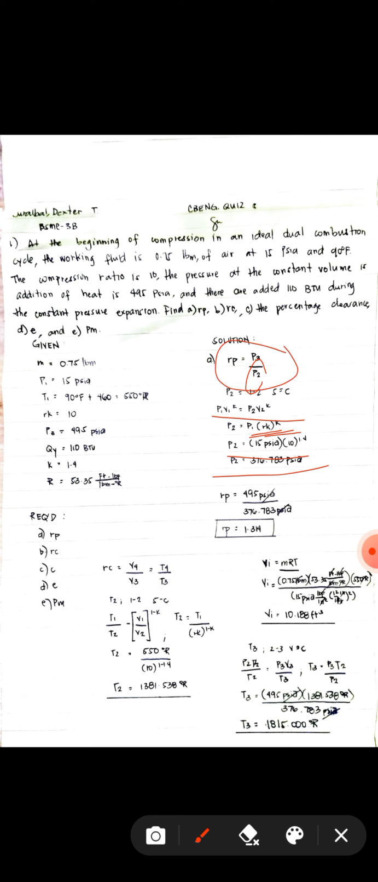So, meron na tayong P2. Magagamit na natin yung formula ng RP. So, RP is equals to 495 psia over P2 na 376.783 psia. Cancel yung psia. So, RP is equals to 1.314.